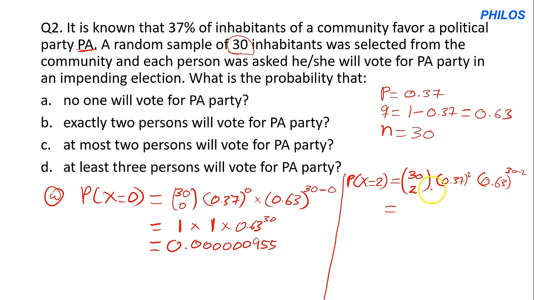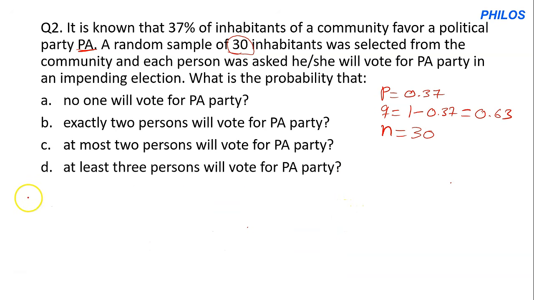Now you can put this directly on your calculator. To do that, you input 30, then you click on shift and the division key, and that will give you the combination symbol. Then you enter 2, then times, open a bracket and enter 0.37 in the bracket, close it and square, then times 0.63 in the bracket and then exponent 30 minus 2. Just click equal to and you get the answer straightforward: 0.00014. So that's the answer to question B.